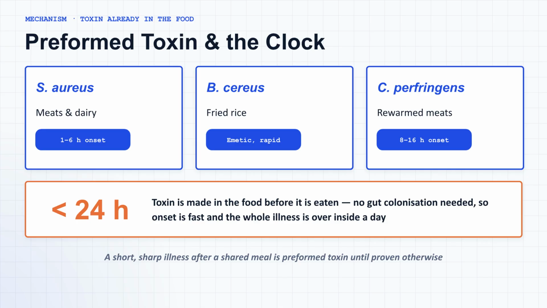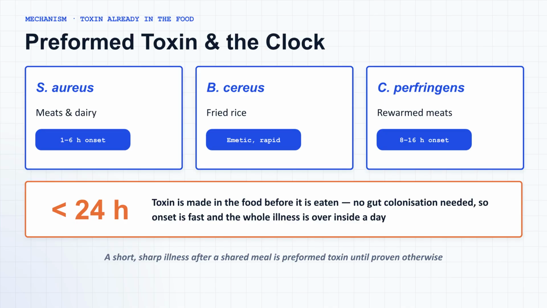Preformed toxin illness is its own category. The toxin is already made in the food before the patient ever eats it. So the bacteria do not have to grow inside the gut first. That is why symptoms arrive fast, often within 1 to 6 hours for staphylococcal toxin. And it is why the whole illness is over in less than 24 hours.